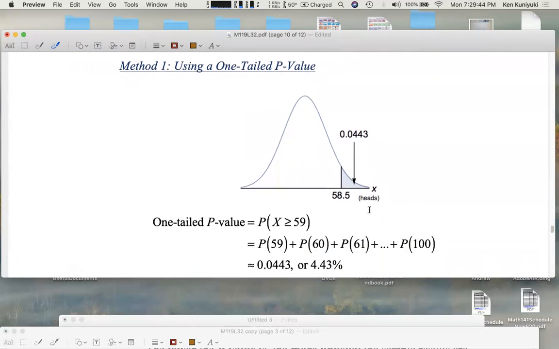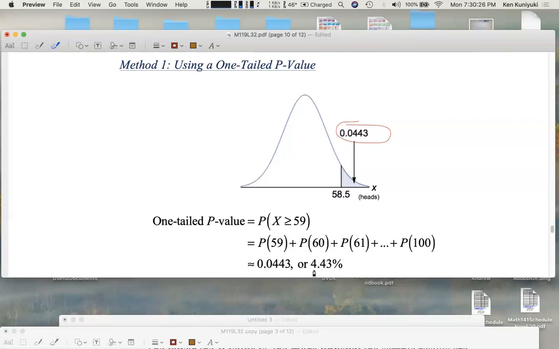So the one-tail p-value is the probability that X is at least 59 heads, because remember, if you get 59 heads, then it's not fair to just look at p of 59. You should look at the whole tail. Add up all the probabilities from p of 59 through p of 100, which corresponds roughly to this area in here. The area of this tail is actually a very good approximation. It is about 0.0443. Excel verifies that when it looked at the straight binomial distribution. Again, the one-tail p-value is about 4.43%.